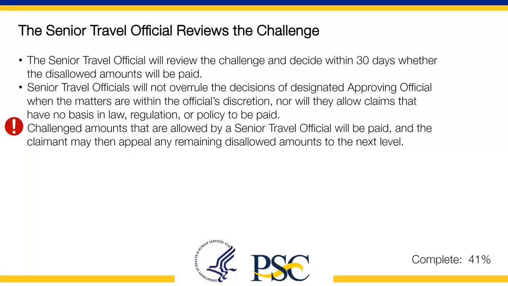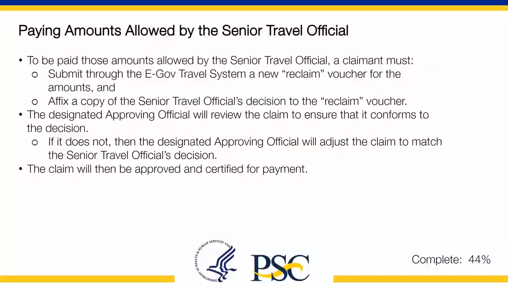Challenged amounts that are allowed by a senior travel official will be paid, and the claimant may then appeal any remaining disallowed amounts to the next level. To be paid those amounts allowed by the senior travel official, a claimant must submit through the eGov travel system a new reclaim voucher for the amounts and affix a copy of the senior travel official's decision to the reclaim voucher. The designated approving official will review the claim to ensure that it conforms to the decision. If it does not, then the designated approving official will adjust the claim to match the senior travel official's decision. The claim will then be approved and certified for payment.